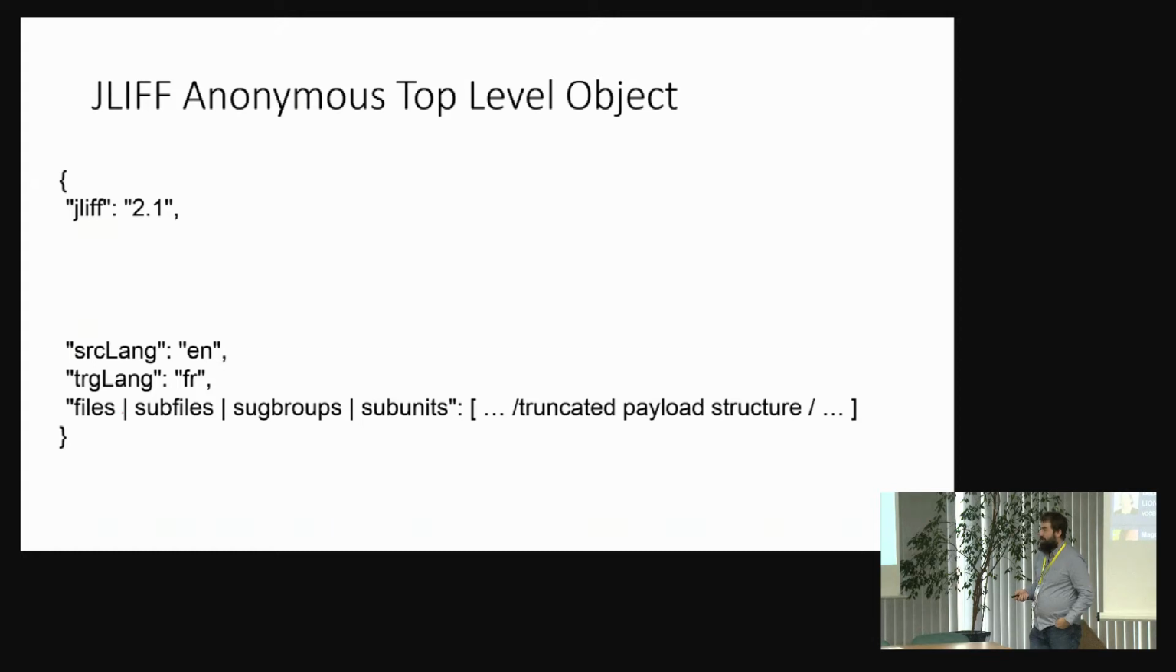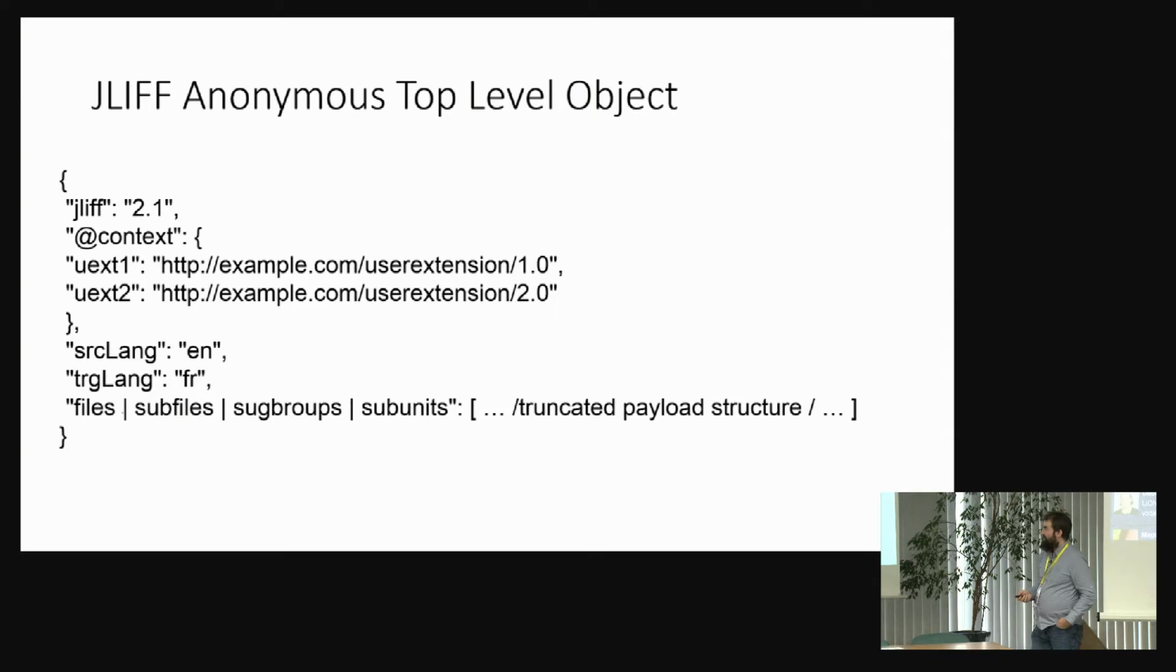What do I do for modules and extensions? I use a JSON-LD context. This is a context property, and JSON-LD processors would use this to expand the prefixes UEX1 and UEX2 to create fully qualified names for these extensions.